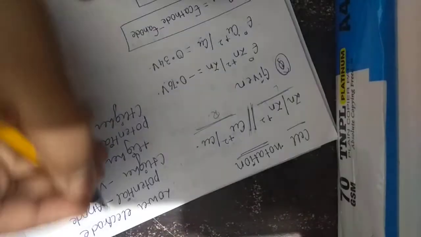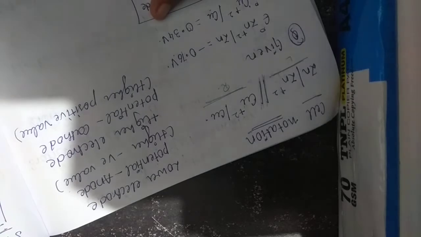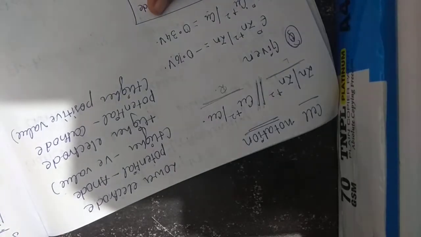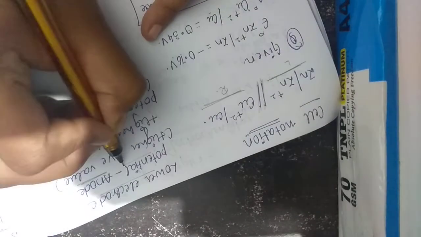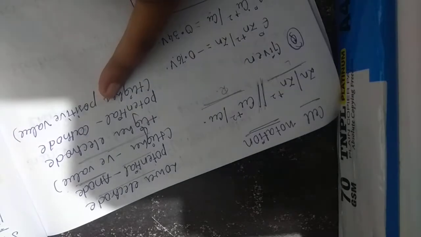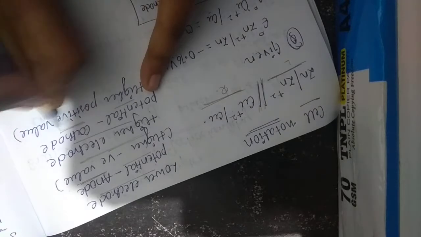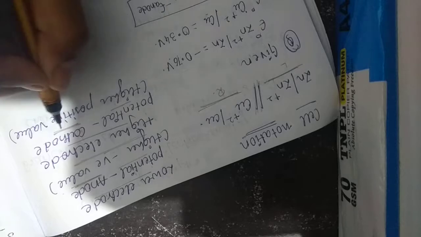Okay, there is a kind of trick here. Lower electrode potential, that is anode. Whatever element you keep at the anode, either zinc or any other thing, the anode will have lower electrode potential. That will be a higher negative value. Lower electrode potential in the sense the negative value will be higher. Now higher electrode potential is cathode, which will have a higher positive value. So that is higher electrode potential.